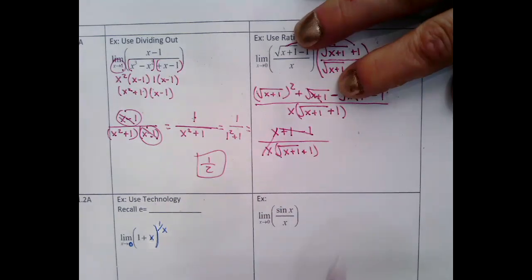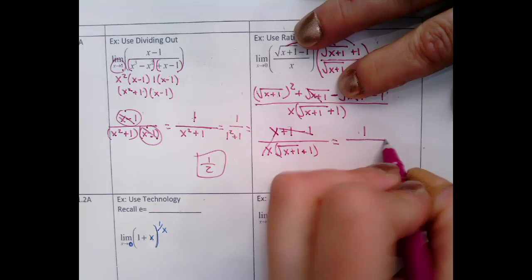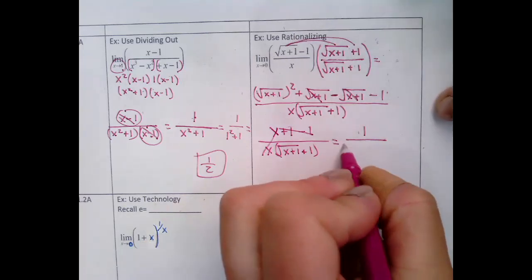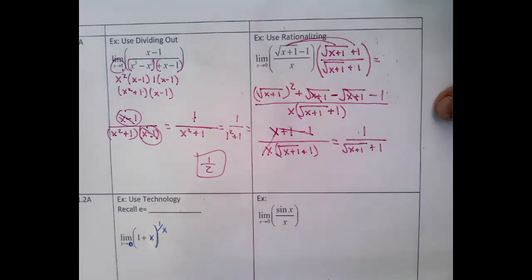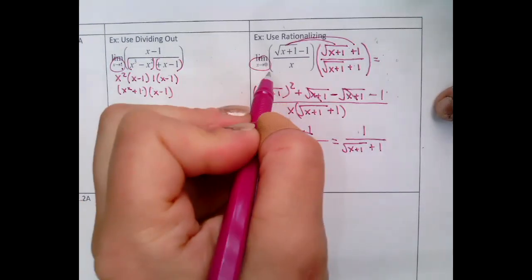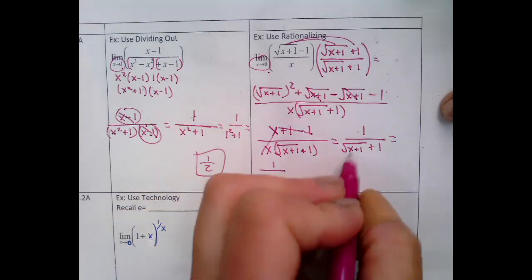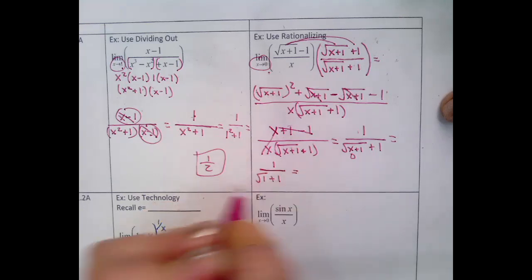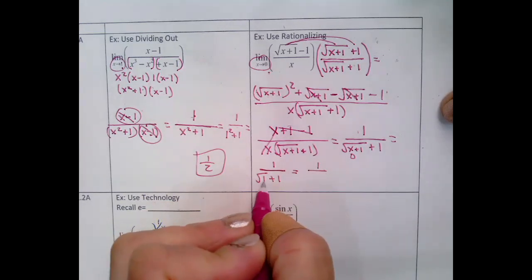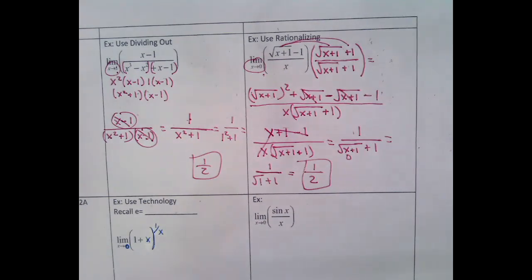This line's a little too long. All right, so now I've canceled everything on the top, so I'm left with 1. And on the bottom, I'm left with the square root of x plus 1, plus 1. Now let's do our direct substitution. So I'm going to plug a 0 in there, and I'm going to get 1 over the square root of 1 plus 1, which is 1 over 1 plus 1, which is 2. Okay, so I'm going to get 1/2 for that answer.